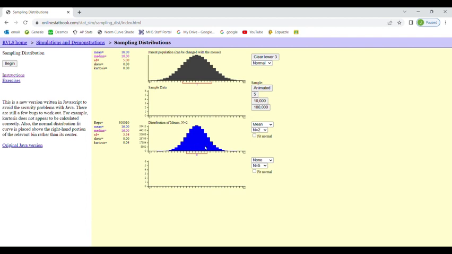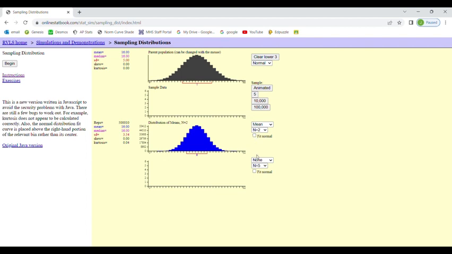Okay, so you can see if the population is normal, then the sampling distribution seems like it's going to be pretty normal too. And I can fit a normal curve to it. I can turn it on and off. So you can see how a normal curve fits to it.